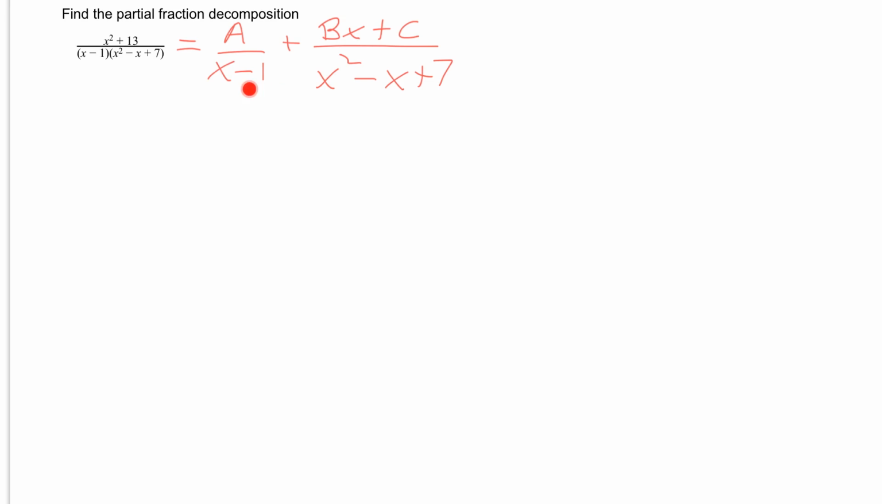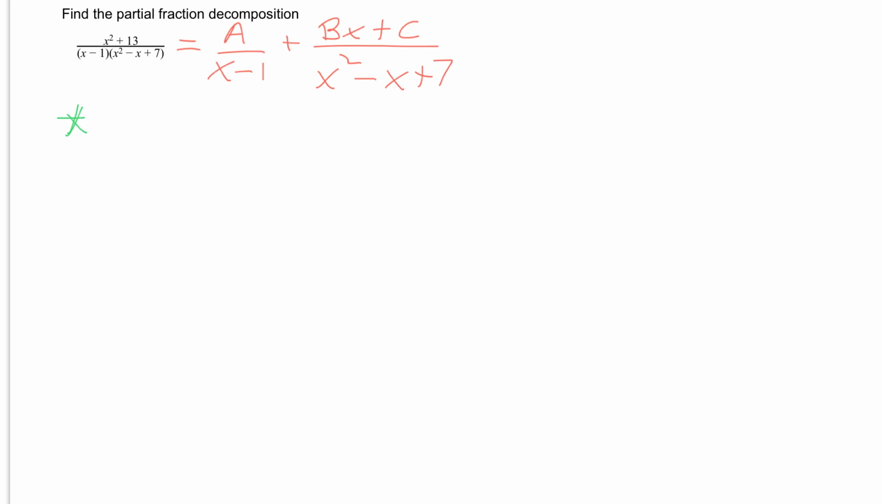So notice a linear factor, you just have a letter on top. A quadratic factor, you're going to have something times x plus something else. Okay, and it doesn't have to be a B and a C. It could be Ax plus B. It could be Cx plus D. But you're going to have something times x plus something else. Then solving it is just the same as before.